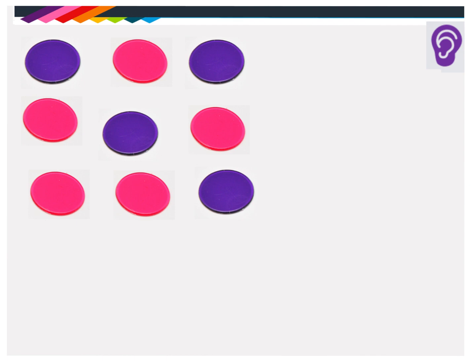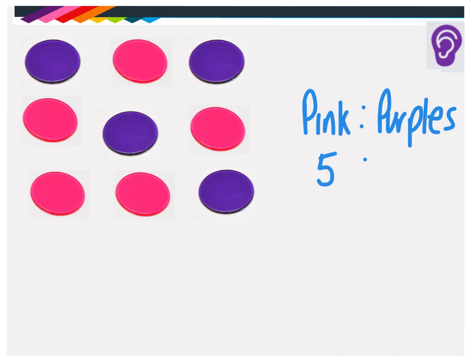Okay, so on this screen I've got a couple of counters. I have got pink counters and I have got purple counters. So if I wanted to write the ratio of pink to purple, we write it as pink colon purple. But when you're saying that out loud, the colon gets said as the word to. So pink to purple is as simple as counting how many pink are there. There are 5. And how many purple are there? There is 4. Now that is the ratio of pink to purple in its simplest form.